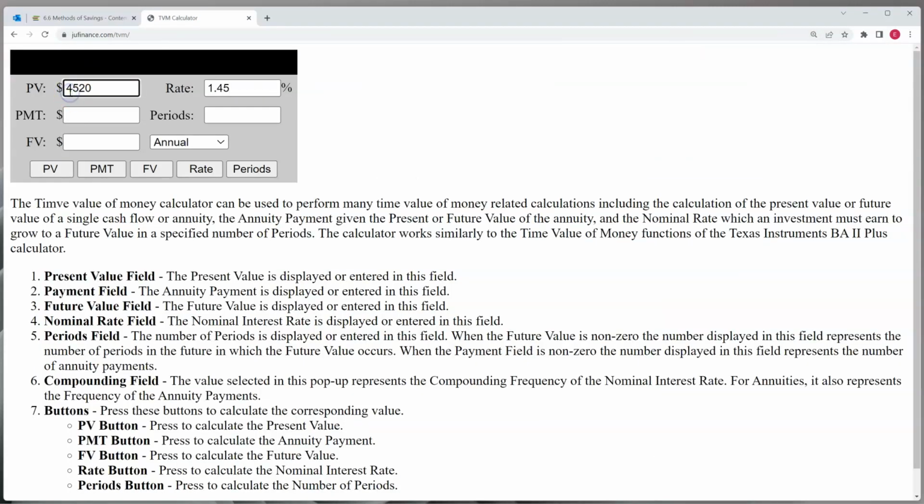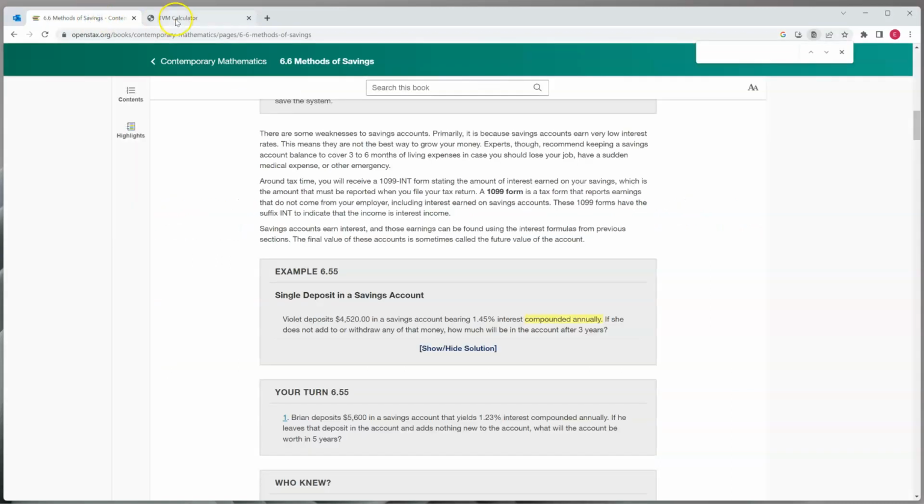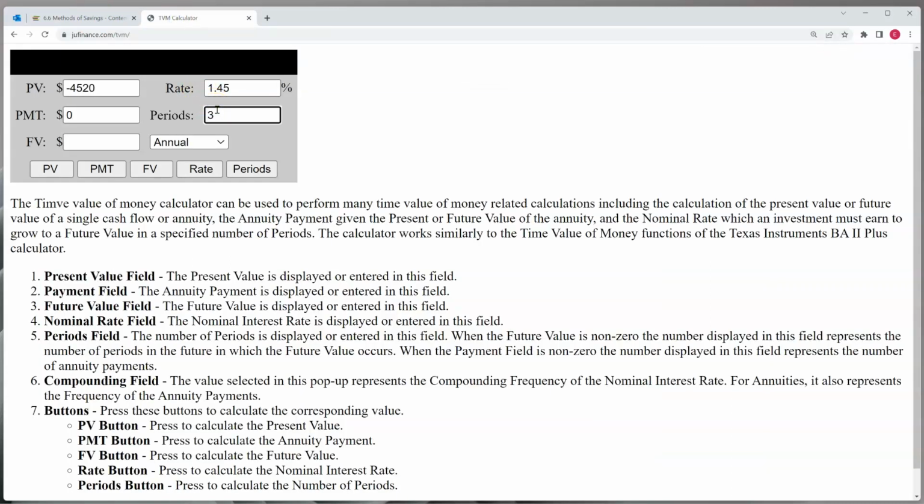So we're going to consider the deposit a negative. She had to put that money in there, and she's going to pay nothing else. In other words, she's not going to deposit any money, nor is she going to withdraw any money. Compounded annually for 3 years, so she's going to have 3 periods. Annually is one time a year for 3 years, so that's going to be 3 interest payments.